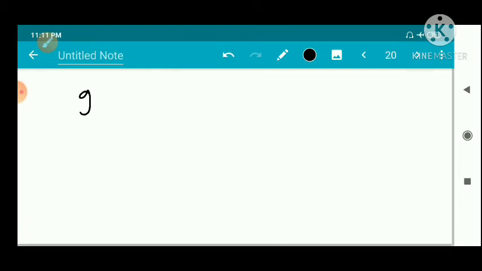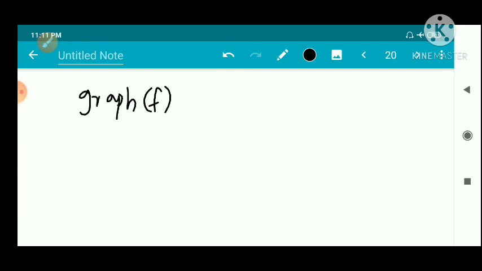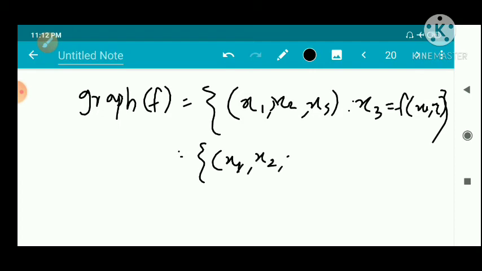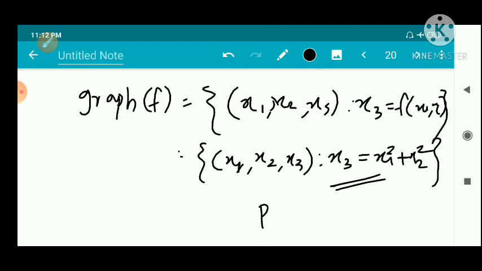Next we have the graph of f. That is equal to the set of all, the function is on R2, so the graph is on R3, x1, x2, x3 such that x3 is equal to f of x1, x2. That is the set of all x1, x2, x3 such that x3 equal to x1 square plus x2 square. So this is the graph. This is the equation of a paraboloid.